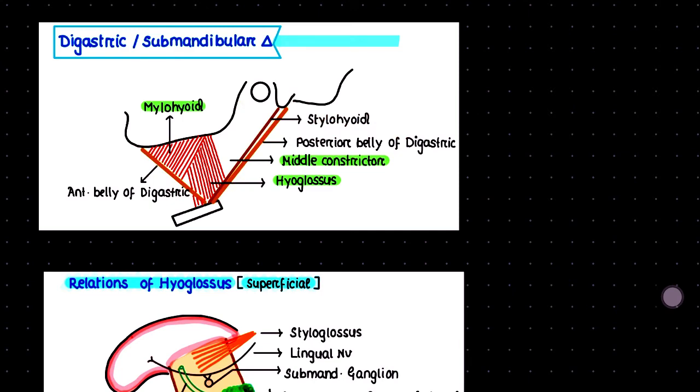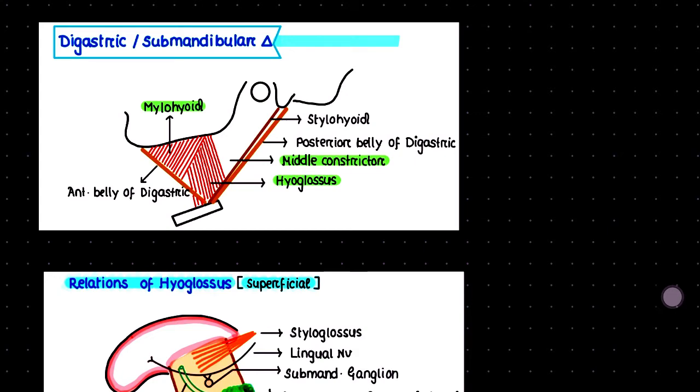Now talking about the floor, what are the contents in its floor? As you can see, there are two muscles. The superficial one is our mylohyoid, right? Why is its name mylohyoid? It is coming from the mylohyoid line of the mandible. Above here somewhere there is the mylohyoid line of the mandible. It is coming all the way from there, so its name is mylohyoid.